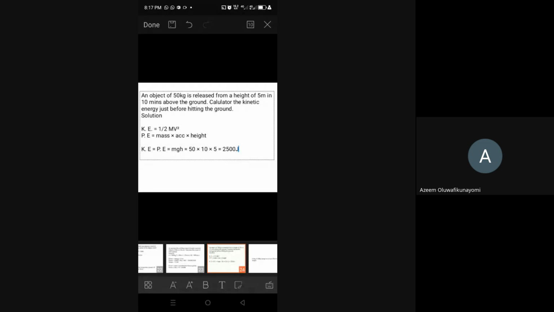So at the point where the object is in motion, yes. So you mean that if they say just before it hits the ground, they are indirectly telling us that kinetic energy equals potential energy there? Yes, yes. Okay, sir.